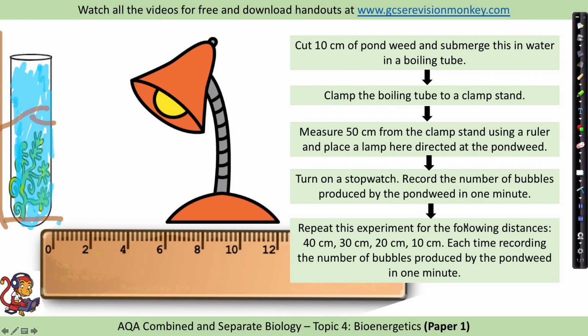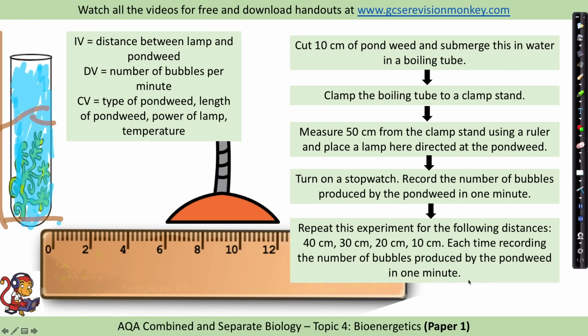Repeat this experiment for the following distances: 40 centimetres, make sure you list them, 30 centimetres, 20 centimetres, 10 centimetres, each time recording the number of bubbles produced by the pondweed in 1 minute. So our variables are important here.